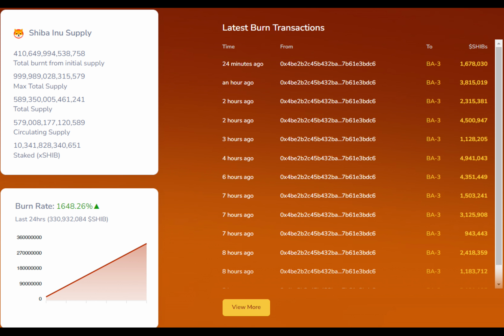The latest Shiba Inu data indicates a massive surge in the burn rate, showing a 16.61% increase from the previous day's extraordinarily low figures. An impressive 330 million SHIB tokens have been burnt in the last 24 hours. And I think a token burn refers to the process of removing tokens from circulation permanently, which decreases the total supply.